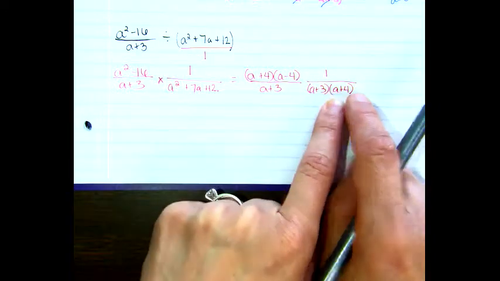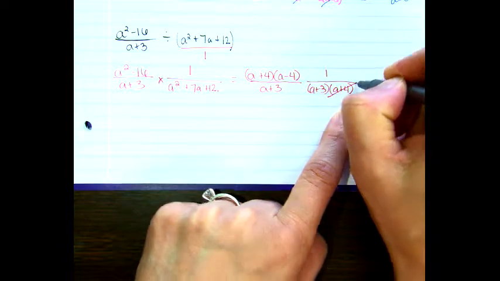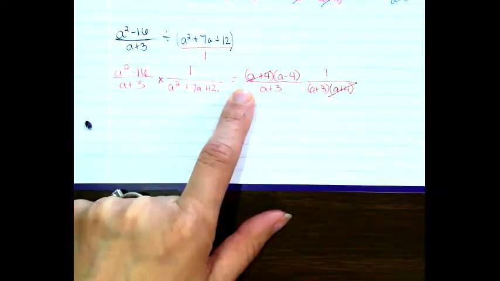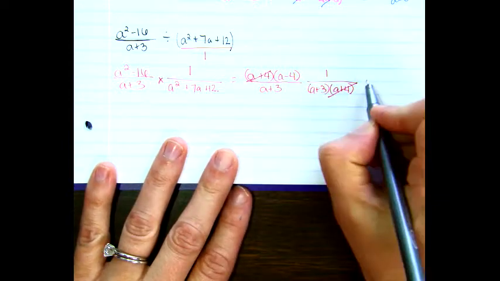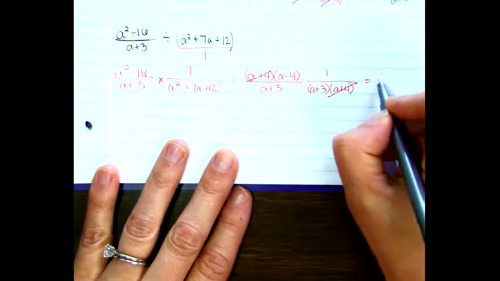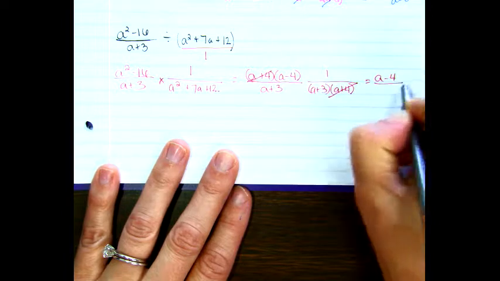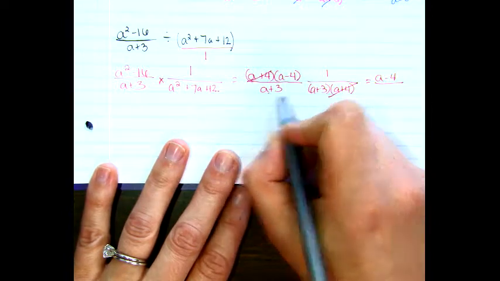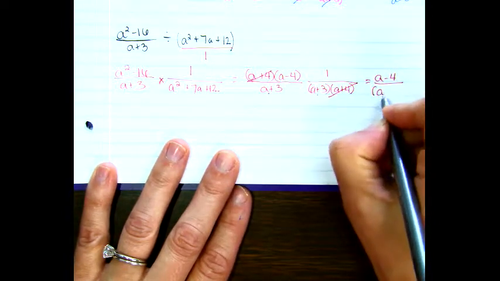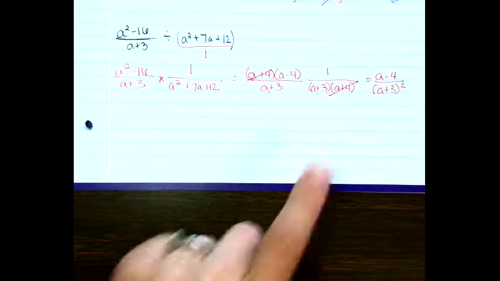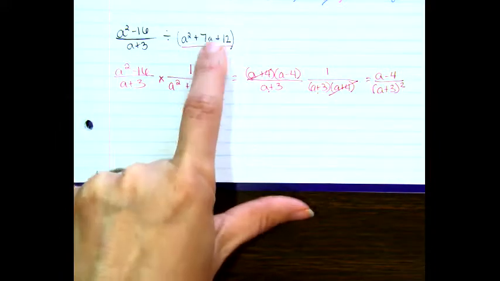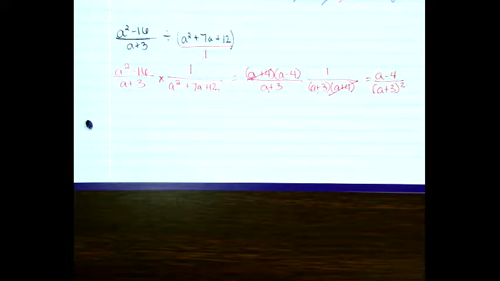However, I do have an a plus 4 that's being multiplied in the denominator and an a plus 4 that's being multiplied in the numerator. So those can divide out. When I go straight across then, I have a minus 4 times 1, which is just a minus 4. And then I have a plus 3 times a plus 3. And I can write that as a plus 3 squared. So from there, I'm done. That's how this division is going to work. So dividing by a polynomial is really not any more complicated than the stuff we've already been doing.